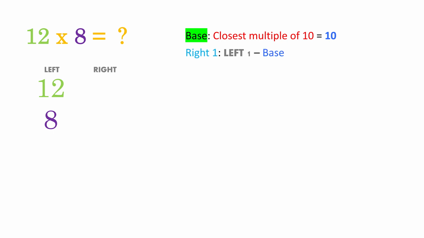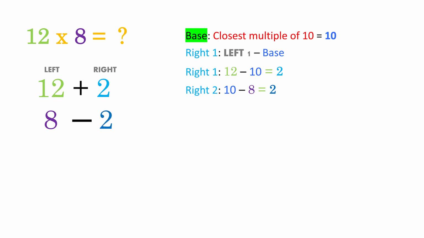Calculate, we need left 1 minus base. So this is where it gets a little bit tricky, but you're basically subtracting. So 12 minus 10 is equal to 2. So you're going to put in plus 2 because 10 plus 2 is equal to 12. And then you do the exact opposite for the second number. So 10 minus 8 is equal to 2, put minus 2 because 10 minus 2 is 8. Now you can draw your lines, and as standard procedure, you multiply to get 4.